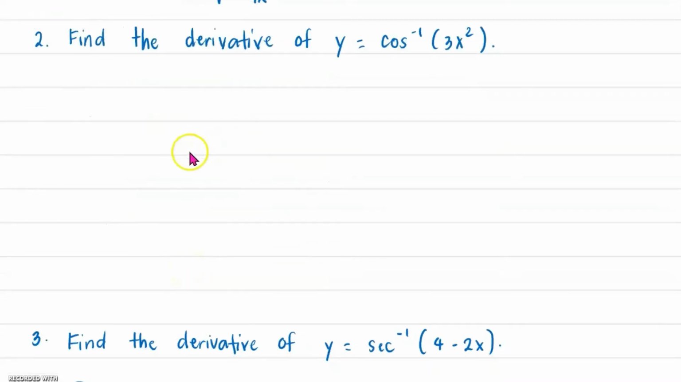Now let's move on to our second example. Find the derivative of y equals arc cosine 3x squared. So first, let's identify our u. So our u now is 3x squared. So let u be equal to 3x squared. And then we can start solving for our derivative. So let's go back to our table and find the formula in finding the derivative of arc cosine u.